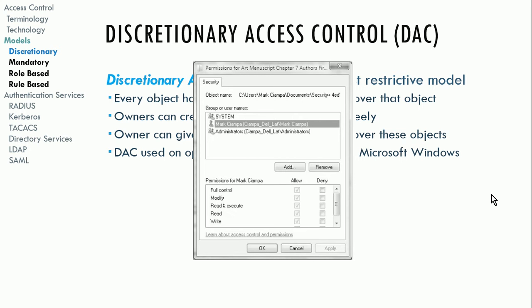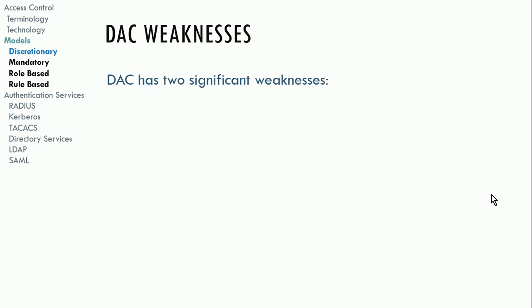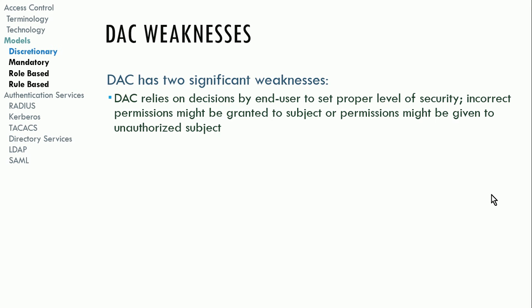You can give full control to another user and so forth. Or you can take control away from other users, as long as you're an owner of that file. So some of the weaknesses: it relies on a decision by an end user, and we've talked about that before, how end users are something we don't have a lot of control over. We can do all the education in the world, but people make dumb decisions, and we're kind of relying on those people to make good decisions with their data.